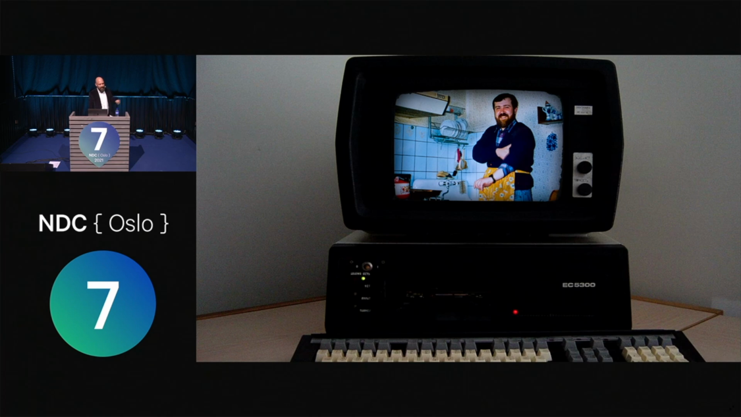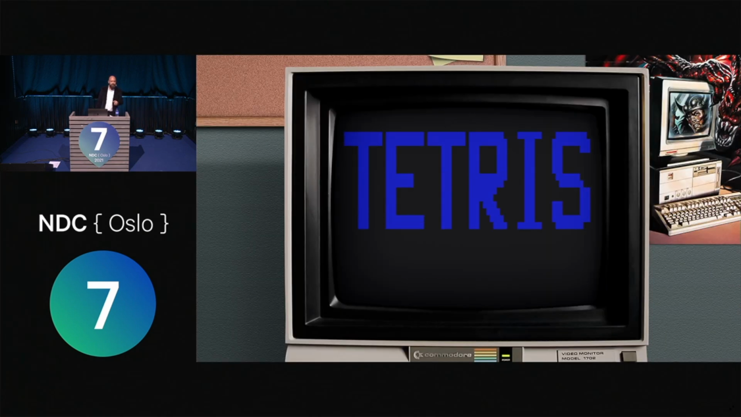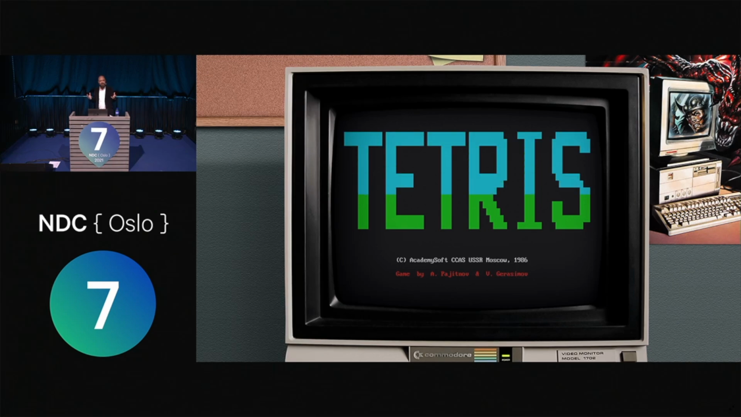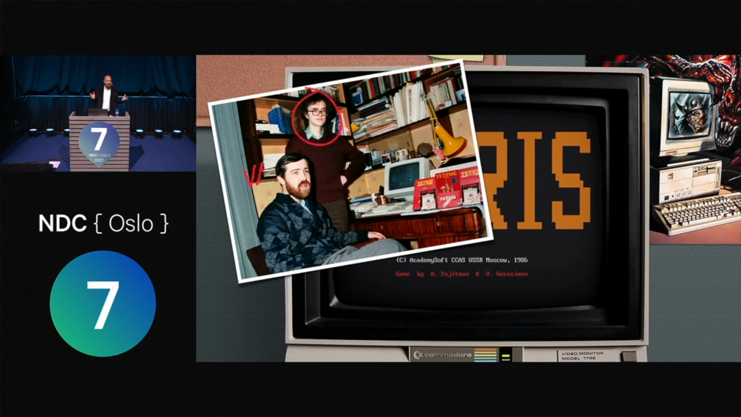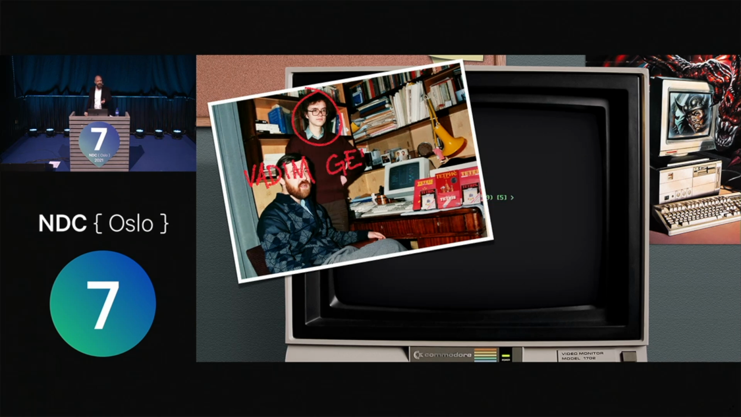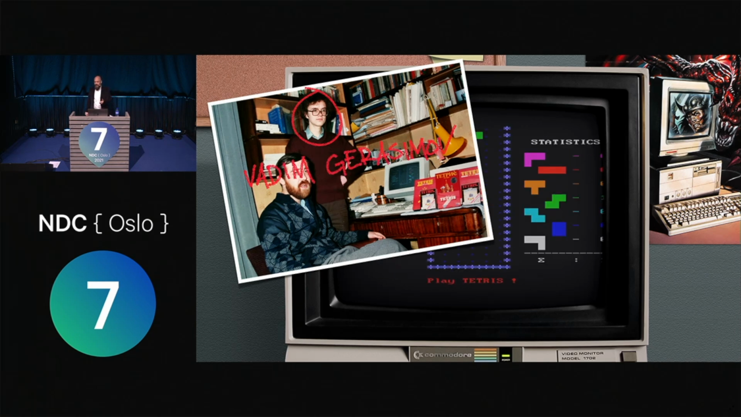But had it not been for a teenager called Vadim Gerasimov, who was 16 years old, and that's Vadim there in the background on this photo, it's not entirely sure if Tetris would have been the breakaway success that it ended up to be.